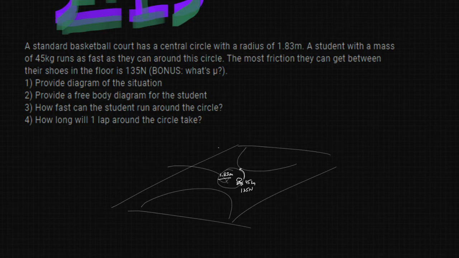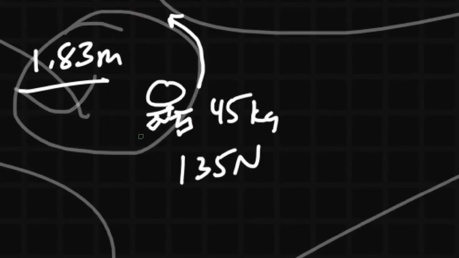So provide a diagram of the situation. I think this is a reasonable diagram. I just want some picture of someone running in a circle. I think that's fine. And when we look here, we know that the person must have a net force going towards the center of that circle.